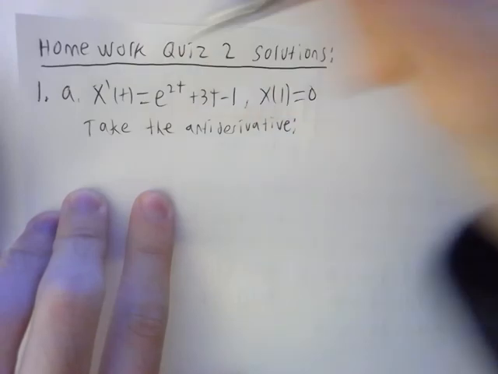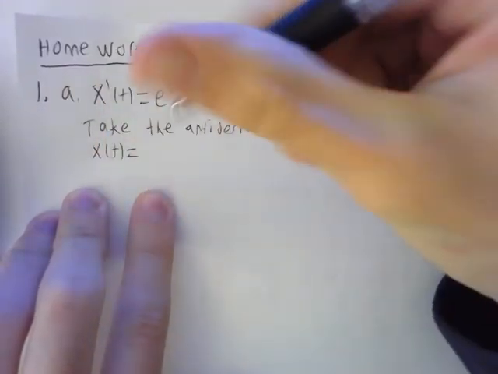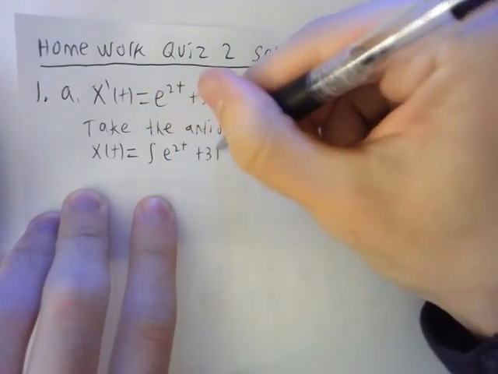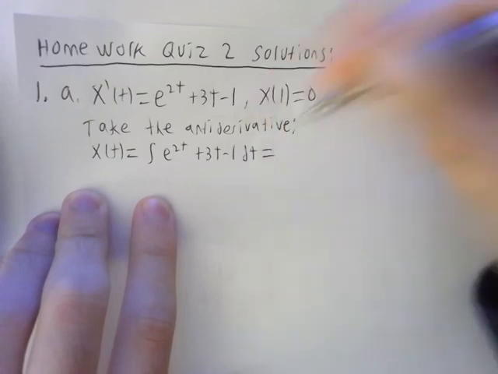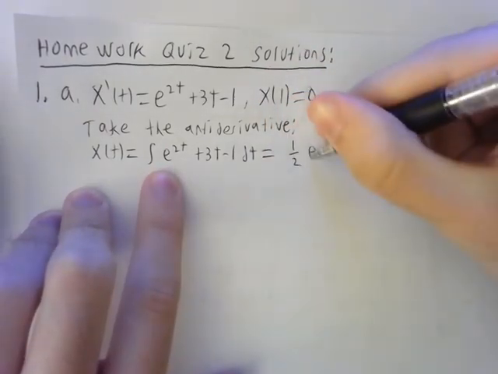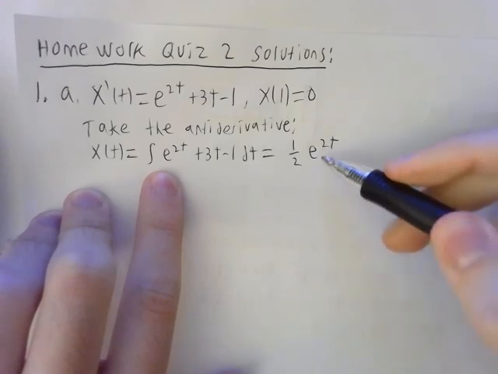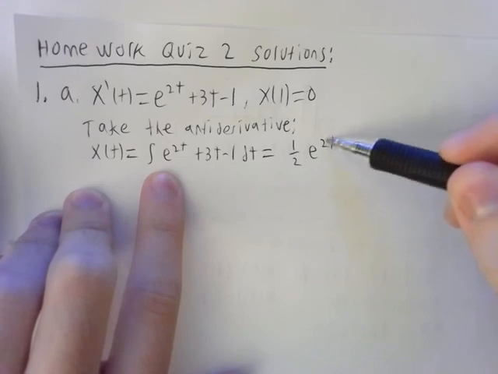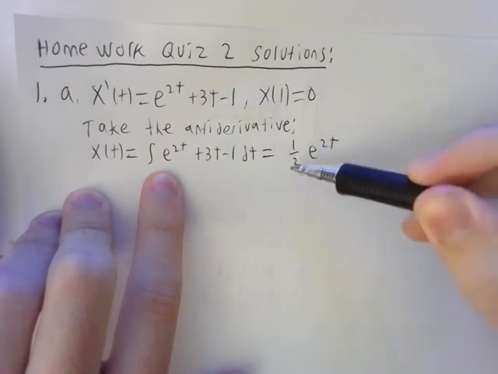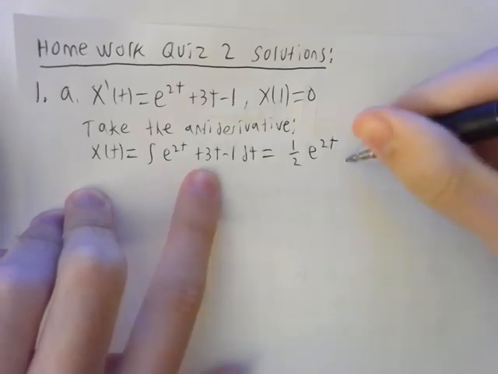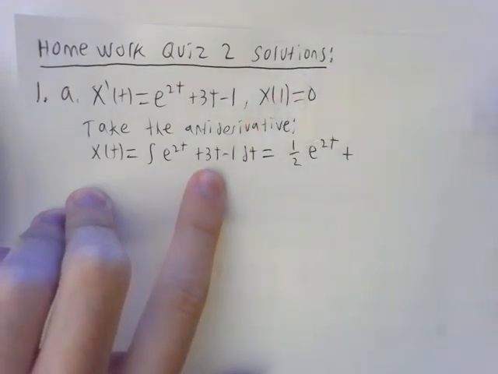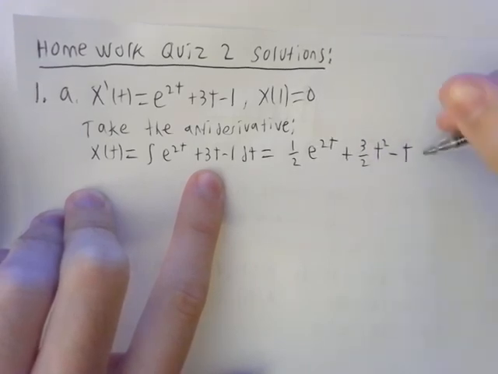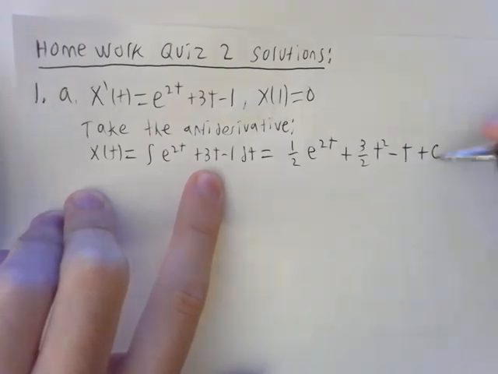So take the antiderivative, and what do we get? We have that x of t equals the antiderivative of e to the 2t plus 3t minus 1 dt. This is equal to 1/2 e to the 2t. Remember, the antiderivative of e to the t would just be e to the t. We need to put a 1/2 out front because by the chain rule, when you differentiate this function, the 2 in the exponent would come down and cancel that out. Then for the other two terms, we use the anti-power rule, so we'll get 3/2 t squared minus t, and then of course we have an arbitrary constant at the end.